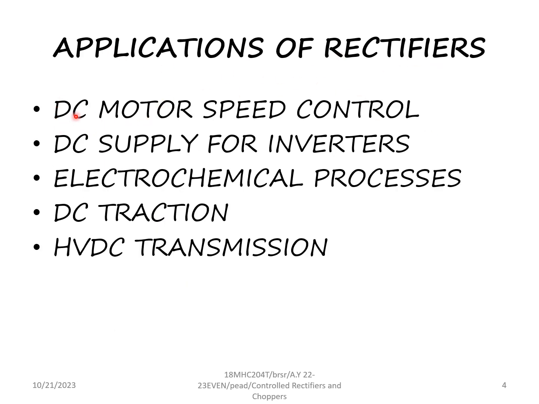Rectifiers are used mostly in DC motor speed control. If a variable input DC is required for a DC motor, it can be obtained from a rectifier. They are also used as DC supply for inverters. Inverters convert DC to AC. The input to an inverter can be from a rectifier. Then in electrochemical processes also it is used. DC traction. Traction means in the railways. HVDC transmission, high voltage DC transmission. In all these applications, rectifiers are used.